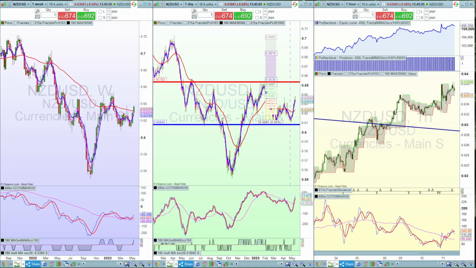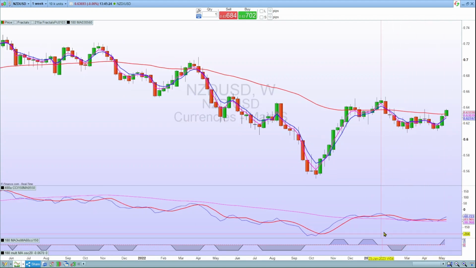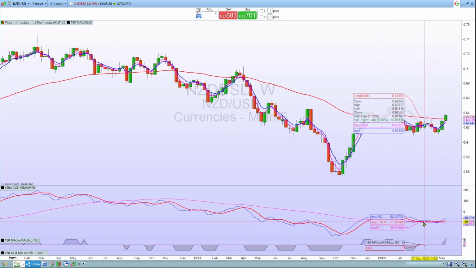Today is May the 11th, 2023. This is the New Zealand US dollar currency update. We've got our weekly, daily and hourly charts, and we use the weekly primarily as a trending tool. And here we're looking at the triple moving average of the price chart. That's a moving average 3, 5 and 60, along with the CCI 150 moving average 5 and 50.